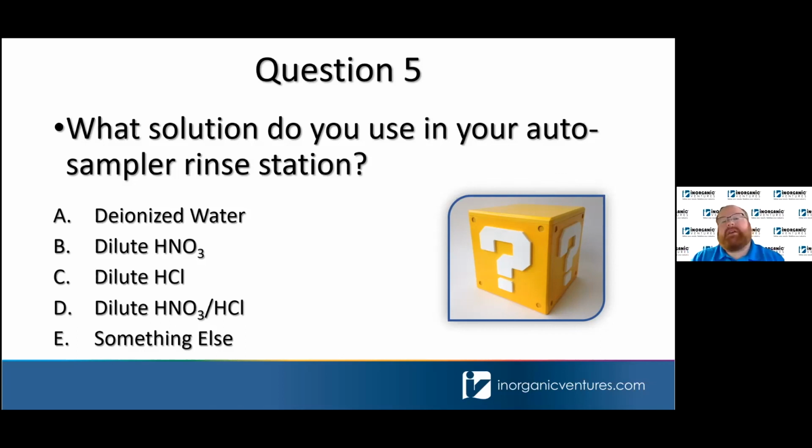So the water, though, is good because one of the purposes of the rinse station is to actually rinse the probe and maybe not necessarily rinse your system. So some of the instruments will let you go into the auto sampler rinse station for a couple seconds, but then maybe go to a rinse bottle that has the acid that you care about for rinsing the spray chamber and the nebulizer.